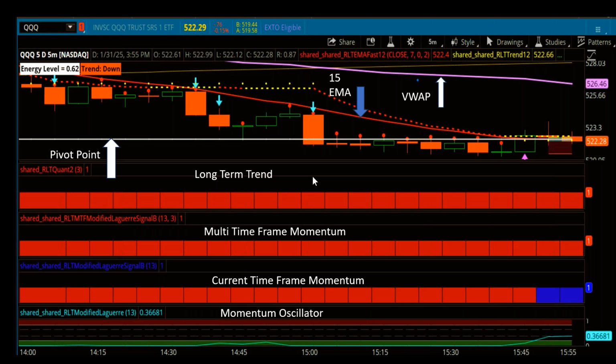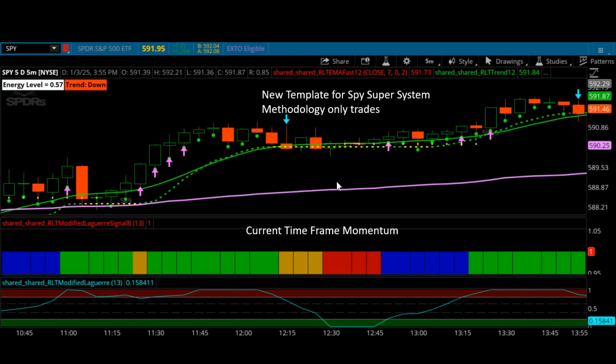That's it. Right, and this is one template that you get with the SPY super system. This is another one you can get, and you can swap them back and forth. This is basically a template for doing the SPY super system trades for just day trades off of a 5-minute chart. So this template shows you the VWAP, the 15 EMA, and current time frame momentum, because that's all we trade off of for these intraday trades. Just that one right there. So that's what this template is. You get it with the system when you buy the software, and you can switch them back and forth.